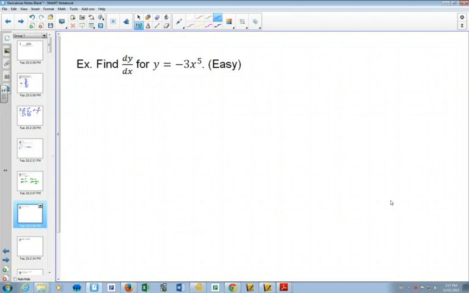So these questions, what they're going to do is the wording, I'm going to try and ask the same thing in as many different ways as I can. So when it says find dy dx, that's just another way of saying find the derivative. Bring the number in front. Subtract 1 from the exponent, and we're done.